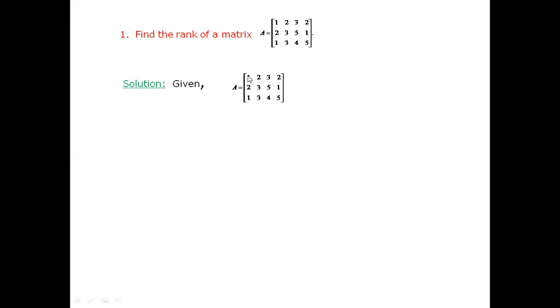To reduce this matrix to echelon form, it should be reduced to this form: the leading entry of each row is non-zero, and the elements below the leading entries are zeros. Or in other words, you have to make the elements below the principal diagonal zeros. This is the principal diagonal, 1, 3, 4. So the elements below the principal diagonal are 2, 1, and 3. You should make these 3 elements zeros using row transformations. If I do that, I get an echelon form matrix. So let us see how to do that.